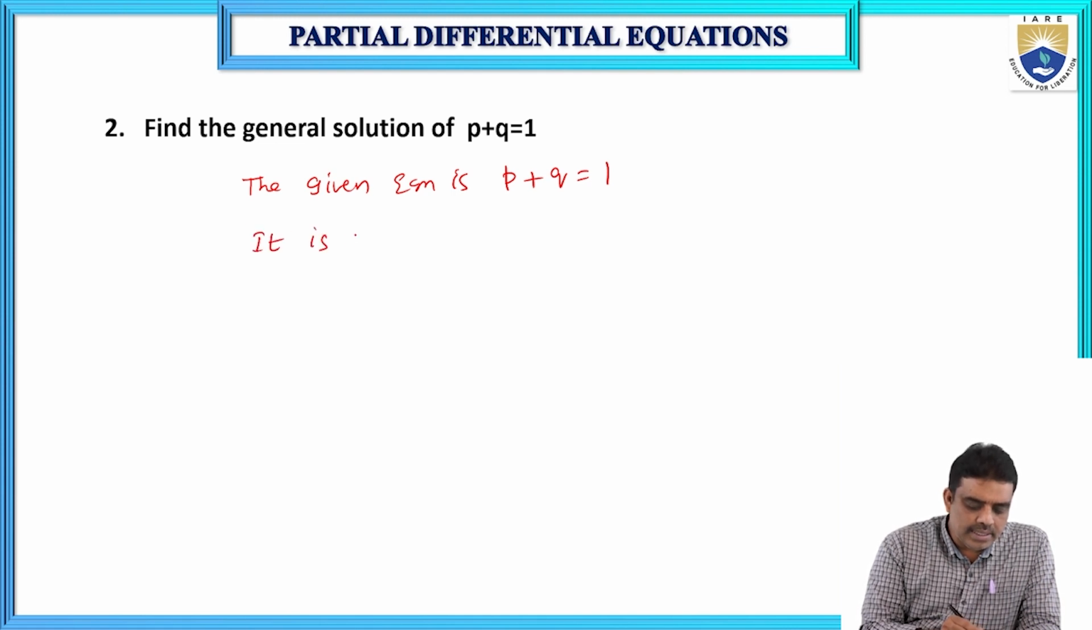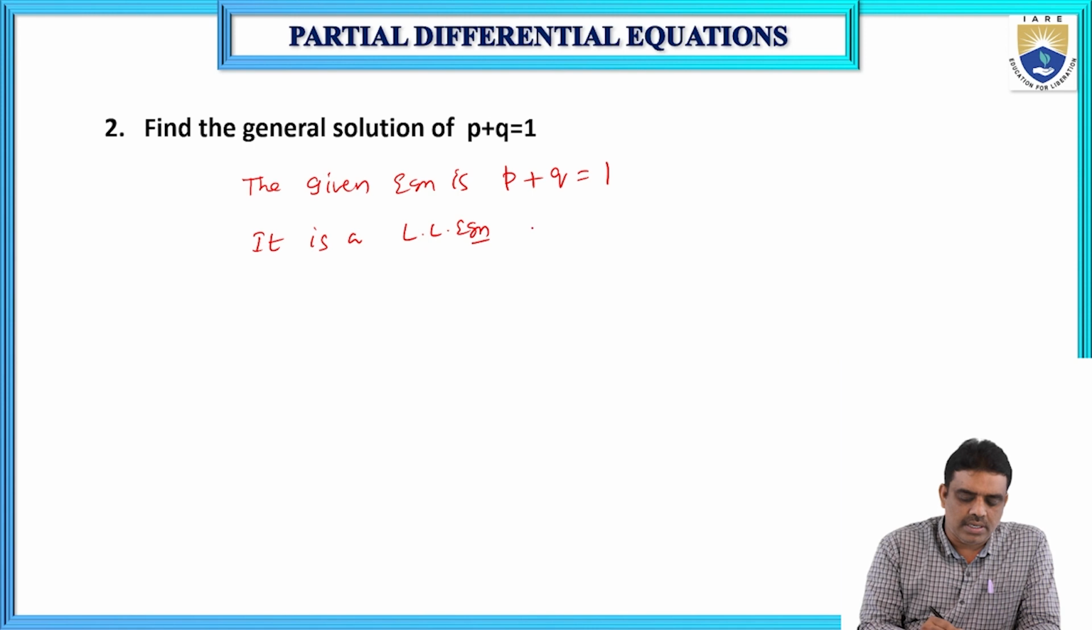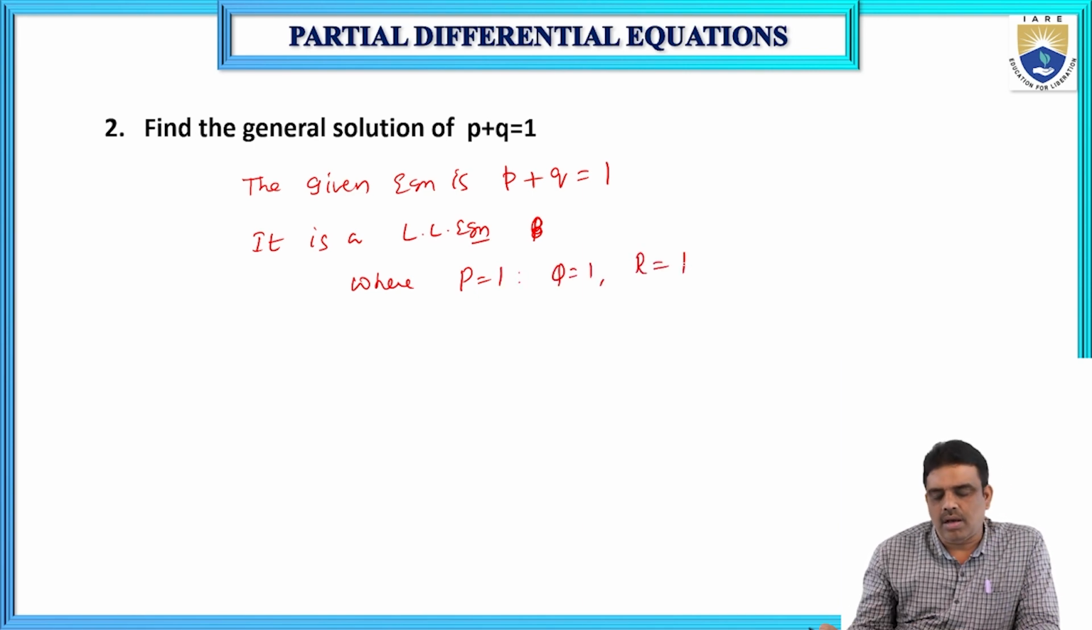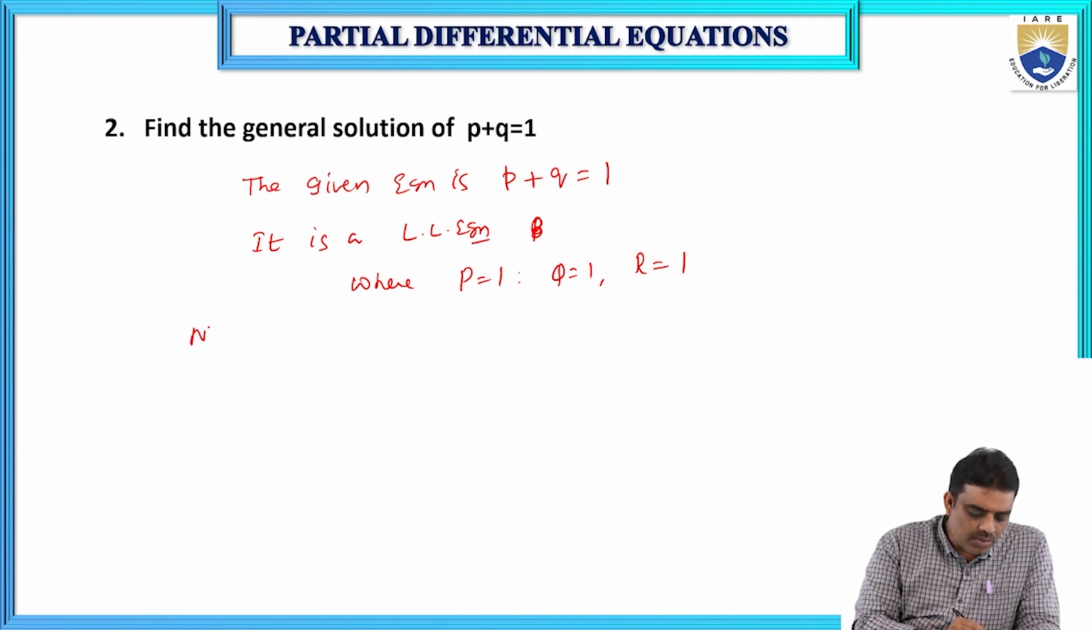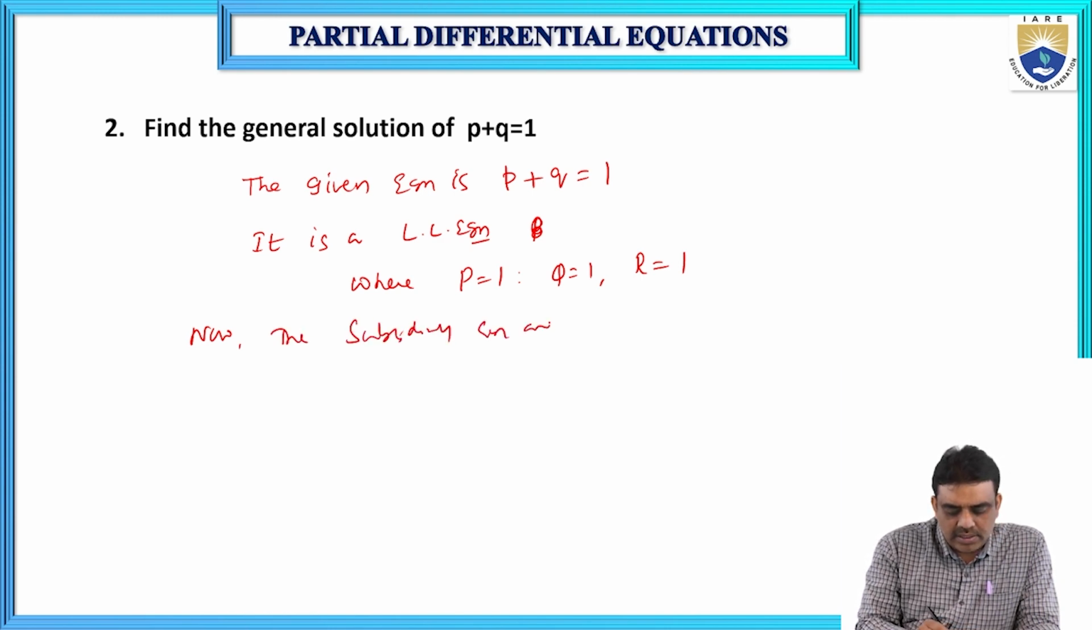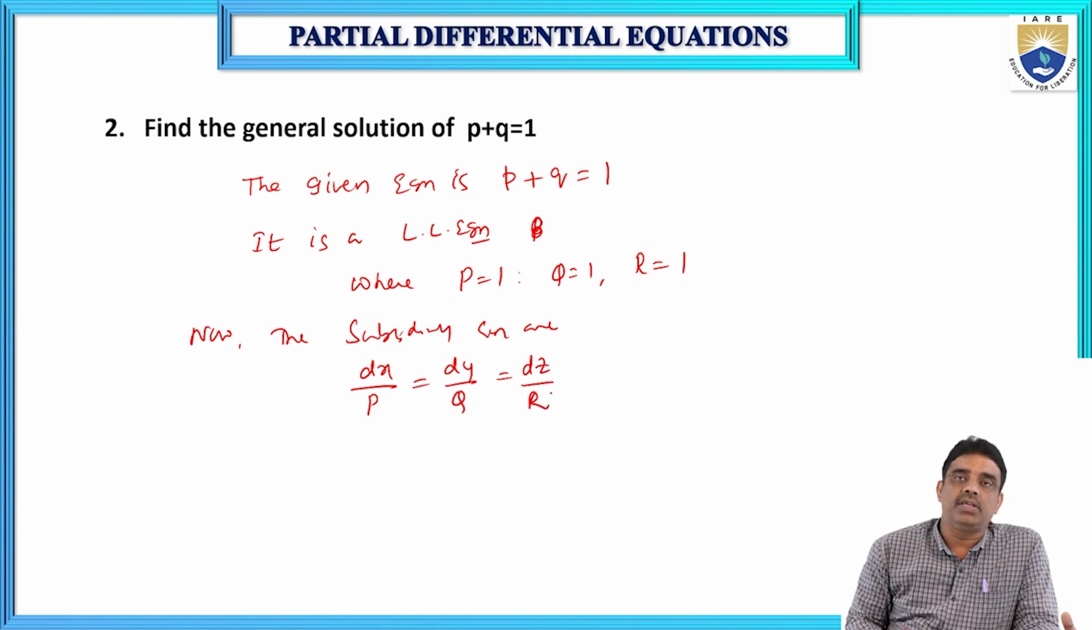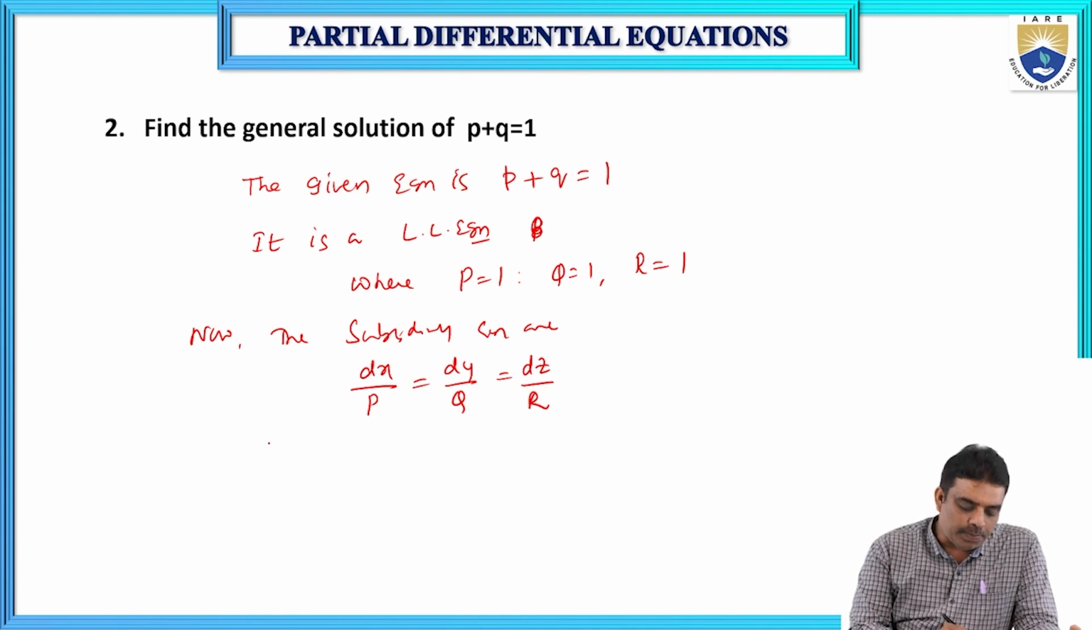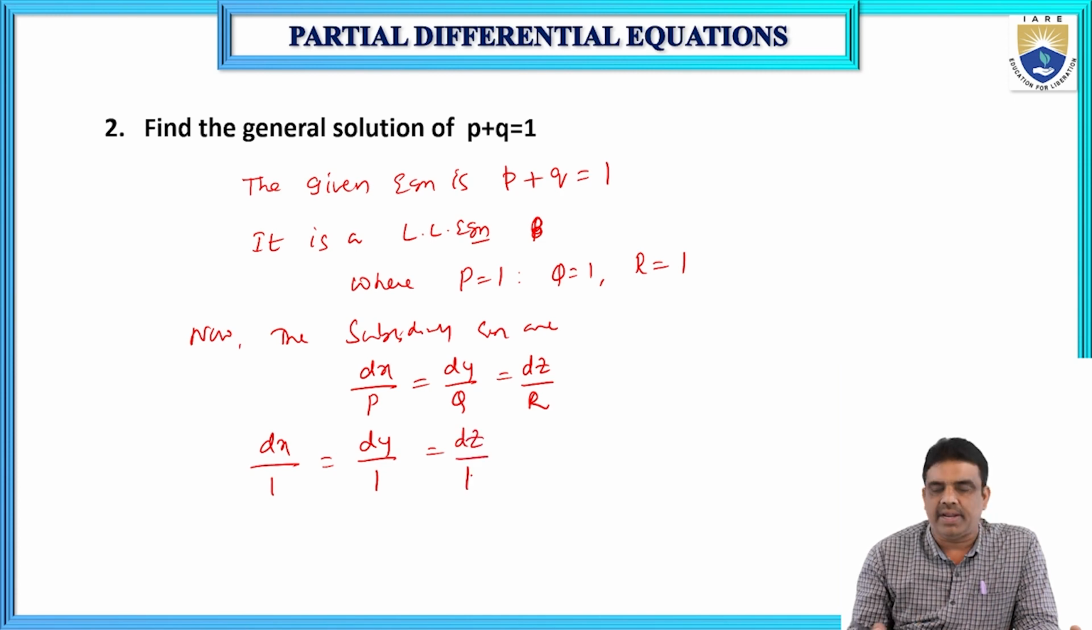And it is a Lagrange's linear equation where capital P is equal to 1, capital Q is equal to 1, R is also 1. Now, the subsidiary equations are dx by P is equal to dy by Q is equal to dz by R. Just we are following the working principle. So dx by 1 is equal to dy by 1 is equal to dz by 1.